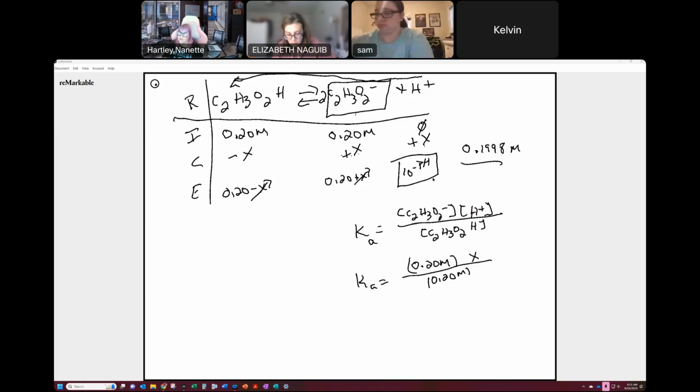So, Dr. Hartley, is this the ICE table that's on question 3? This would be the one for question 3. That's correct. And what's the starting point on this? Was the 0.20 molar the starting point? Yeah, this is our buffer solution. So our initial conditions are 0.2 for the acetic acid and 0.2 for the acetate ion. And actually the 2 doesn't belong there. I was just demonstrating something with that.